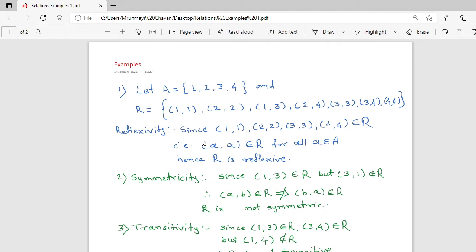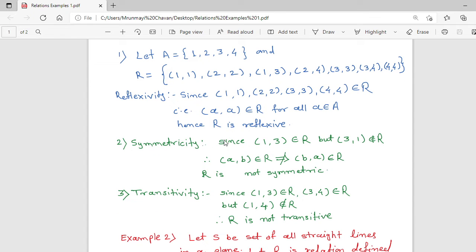So see here, all pairs like (1,1), (2,2), (3,3) and (4,4) belong to R. That means for every element in set A, the pair (a,a) belongs to this relation R. Therefore, this relation R is reflexive relation.